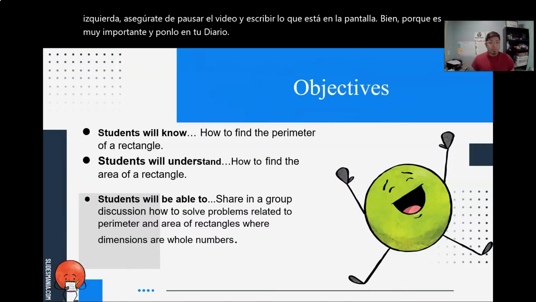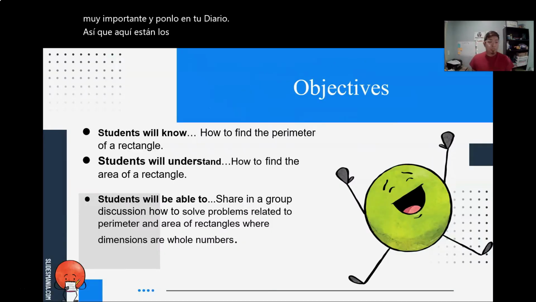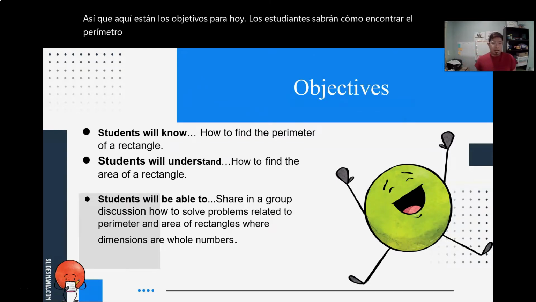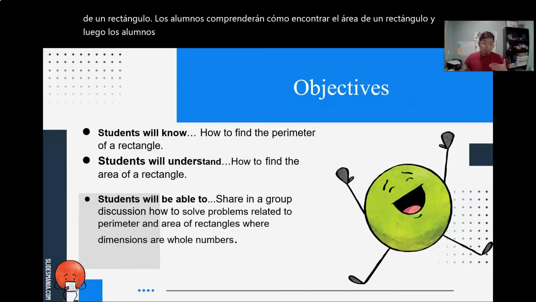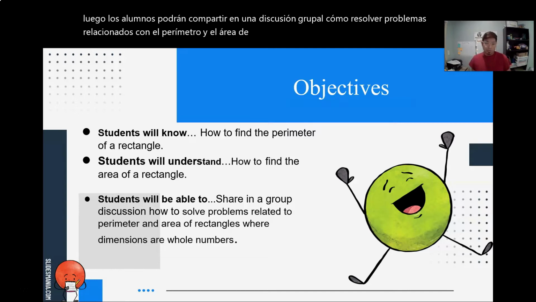So here are our objectives for today. Students will know how to find the perimeter of a rectangle. Students will understand how to find the area of a rectangle, and then students will be able to share in a group discussion how to solve problems related to perimeter and area of rectangles where dimensions are whole numbers, okay?